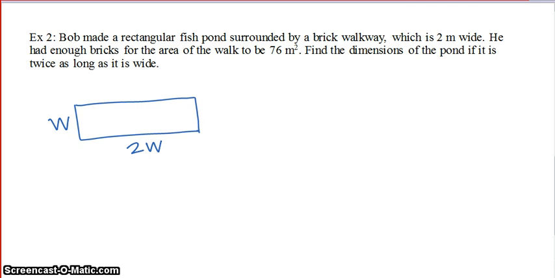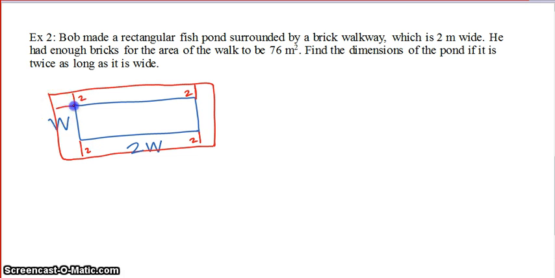Now I also know that I'm gonna have a brick walkway that's gonna go around the whole thing. And what I know about the brick walkway is that it's 2 meters wide everywhere. So this is 2, this is 2, that's 2, that's 2, but also this is 2, this is 2, this is 2, this is 2. So anywhere it's 2, okay?